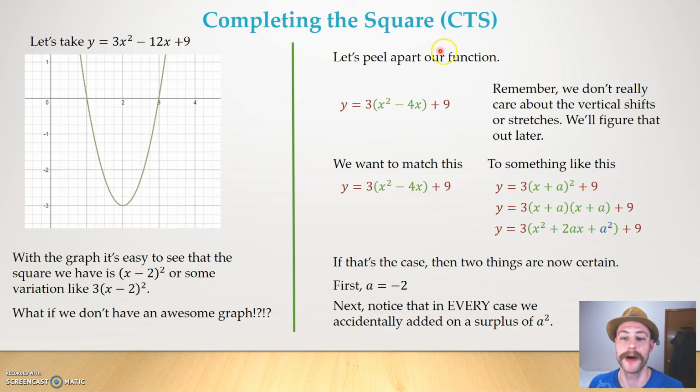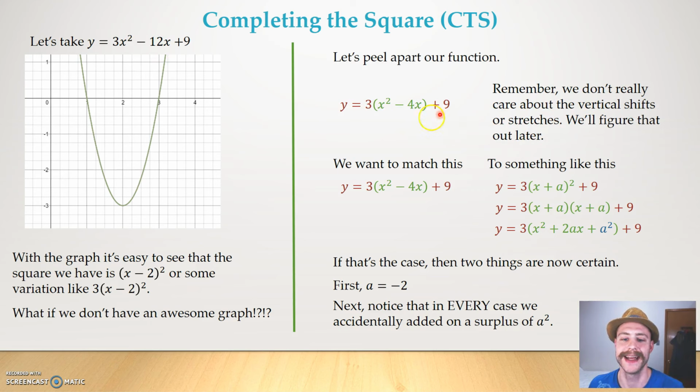Well, let's peel apart our function. Y equals this. How did I get this stuff here? I just factored out the 3 from the first 2 terms. You'll notice if I redistribute this 3 back in here, I'm going to get 3x squared minus 12x plus 9. Aha, that's our original function. Great. Remember, we don't really care about the vertical shifts or stretches. We'll figure that out later.